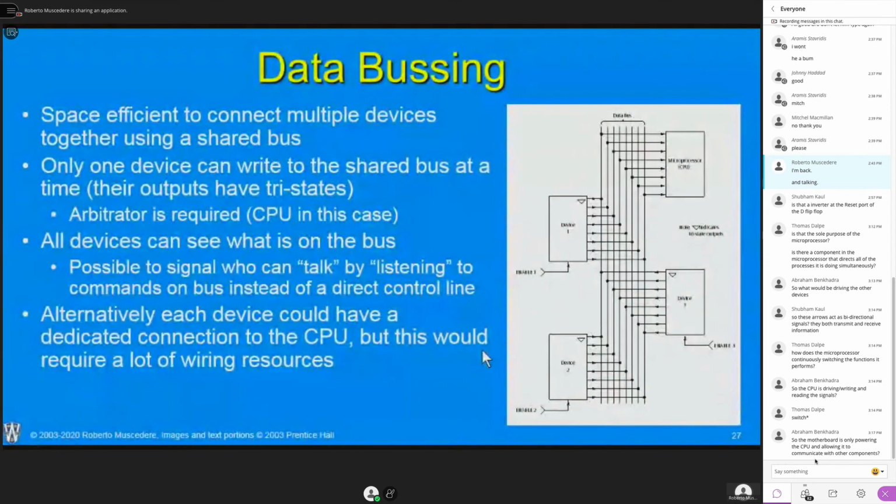So the motherboard is only powering the CPU and allowing it to communicate with other components. Well, the CPU is the brain of the computer. So it is the one in charge of the communication with everything else. I'm not saying other devices can't get the attention of the CPU, and we'll talk about ways that happens. But primarily, the CPU is the brain of the computer. It is in charge of all the functions that are going on, for the most part. There's certainly other little housekeeping things that we have other stuff doing, but it's the one talking to everything else.